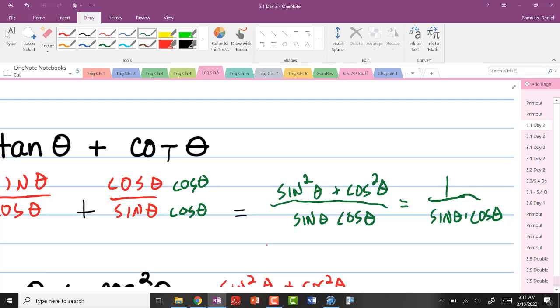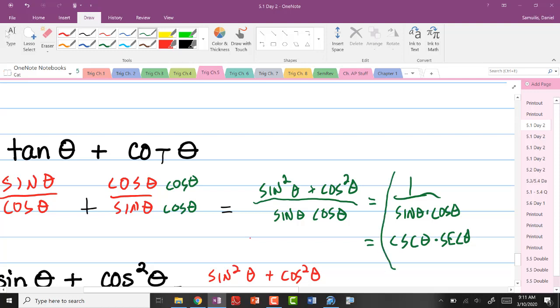By the way, an alternative answer for this, what's 1 over sine? Cosecant. What's 1 over cosine? Secant. This is an alternative legal answer to this. And again, you could argue that this is not simpler.